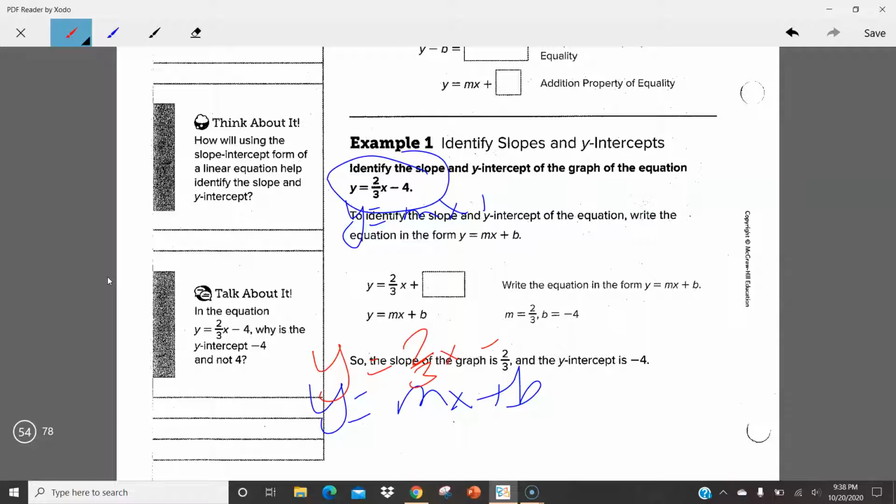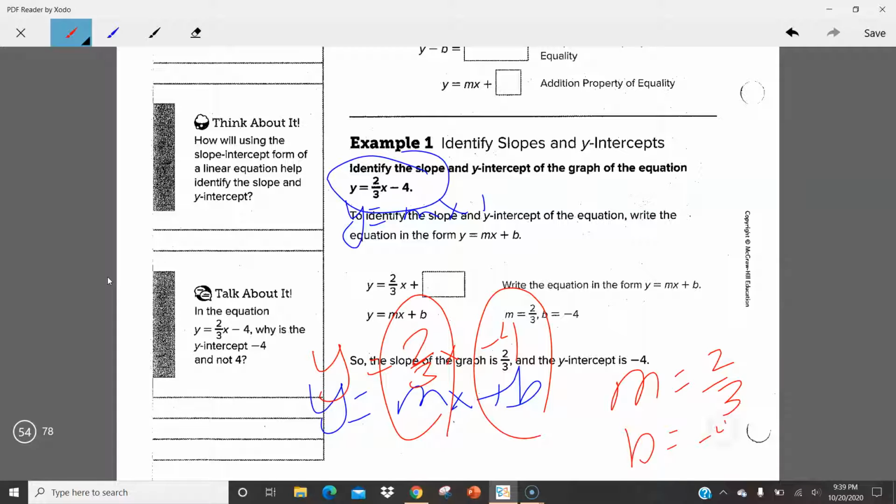What lines up? Our m lines up with the 2/3, and our b lines up with the negative 4. So the y-intercept is at 0, negative 4. If I were to graph it, I'd plot 0, negative 4, and then for our m, I'd go up 2 and right 3.